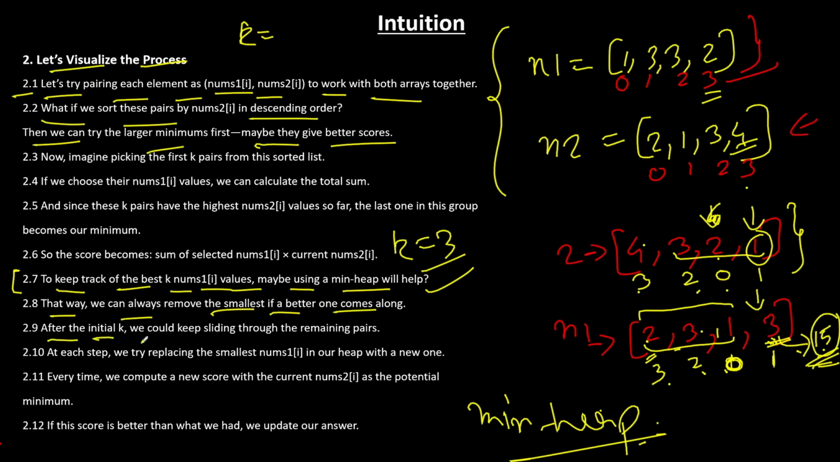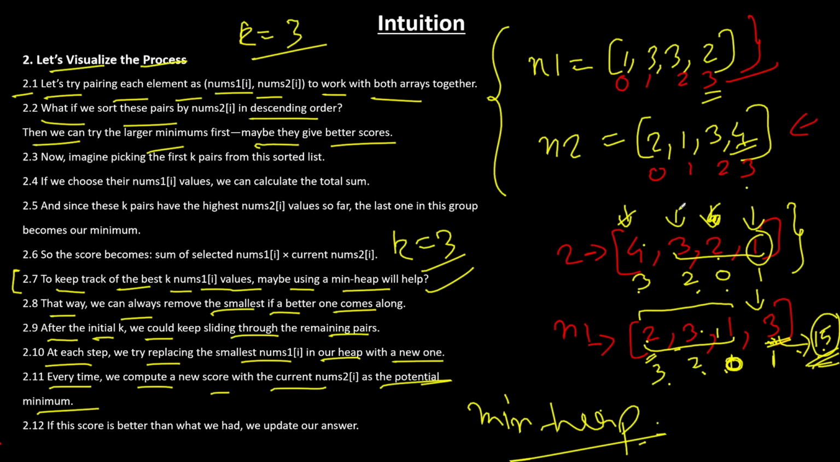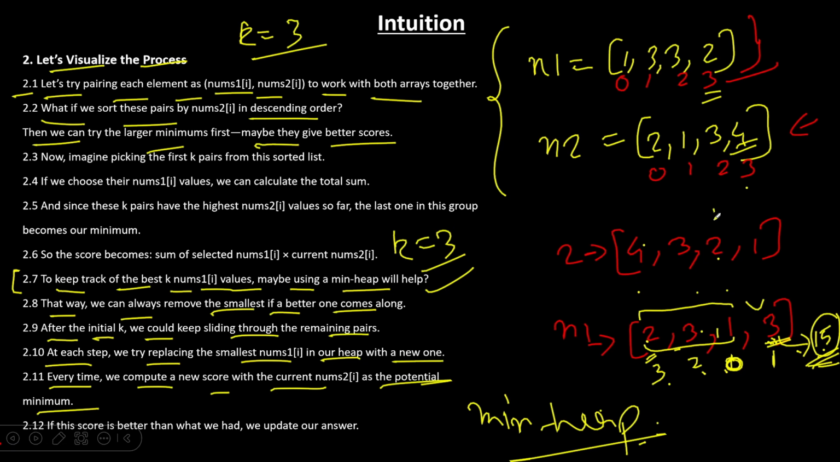After the initial k, we could keep sliding through the remaining pairs. At each step, we try to replace the smallest nums1 in our heap with a new one, right? Because every time we compute a new score with the current nums2 as the potential minimum. If you take 4 first, we are taking 4 as a potential minimum, but the required capacity for k is 3, right? So you cannot just take 4. Then you take 3 as the potential minimum for our multiplication. Then you take 2 as your potential minimum.